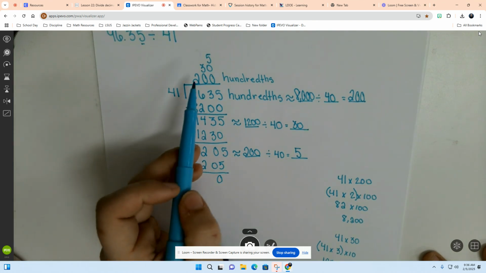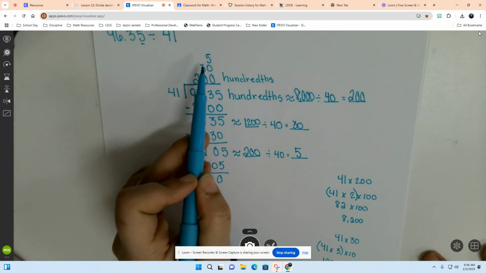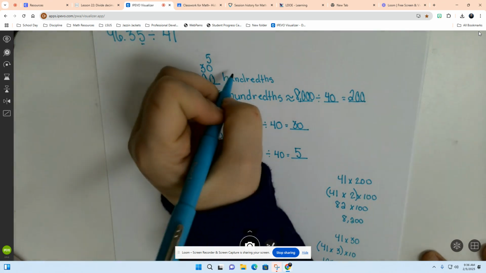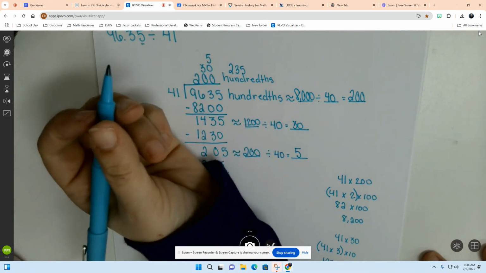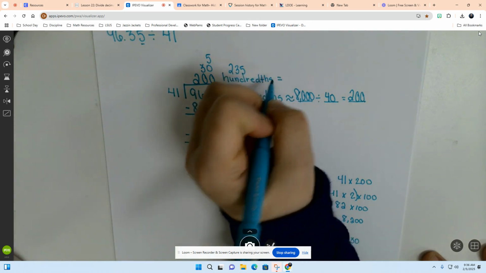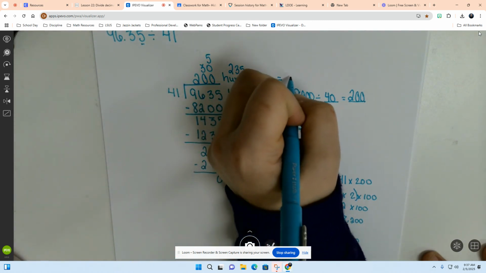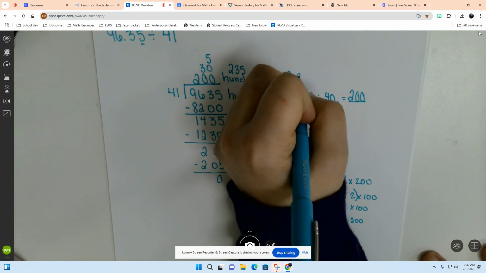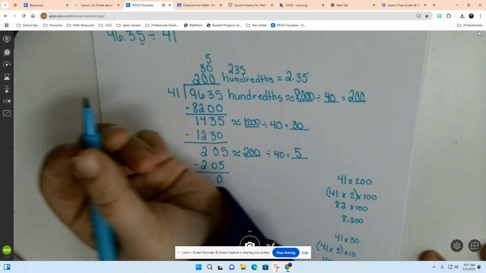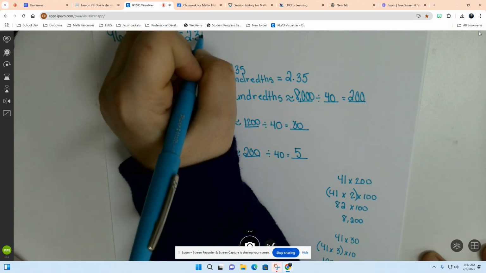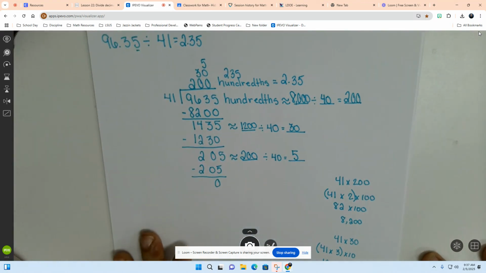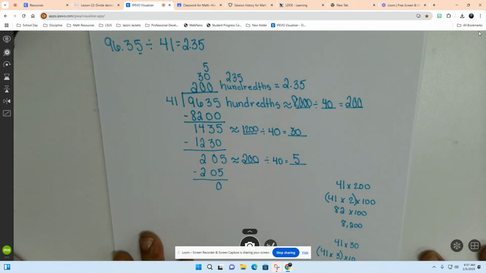So, what's my total with my partial quotients? 235 hundredths, which is equal to 2.35. Very good. Yeah, I got it right. I got it. I still got the same answer.